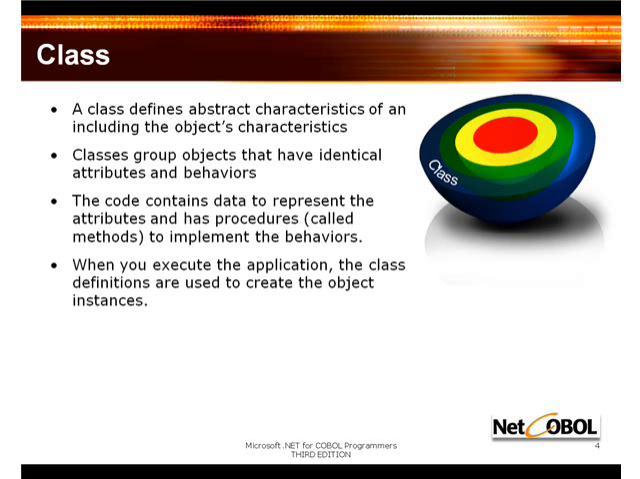When implementing the object-oriented application, you write code that defines each class. The code contains data to represent the attributes and has procedures. Those are called methods. And that implements behaviors. When you execute an application, the class definitions are used to create object instances.